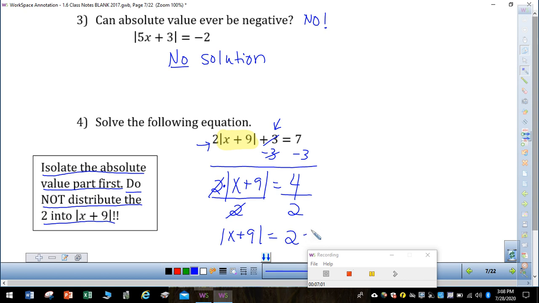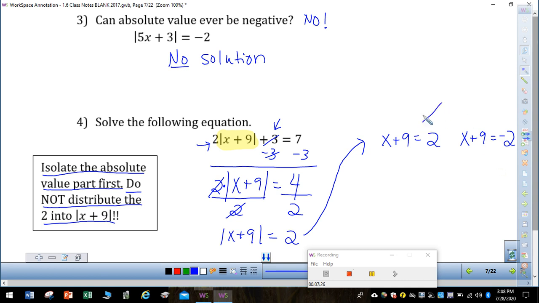equal to 2. So now we know that quantity, x plus 9, this is saying that it's 2 spaces away from 0. So it could be 2 spaces away from 0 on the right, so x plus 9 could be positive 2, or it could be 2 spaces away from 0 to the left, and x plus 9 could equal negative 2. So this is where we're splitting it into the two equations.